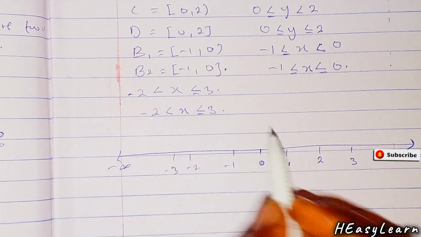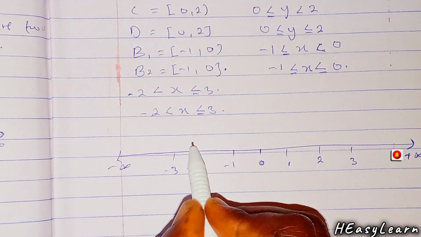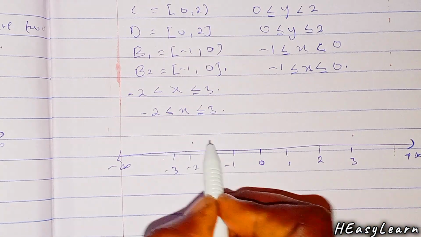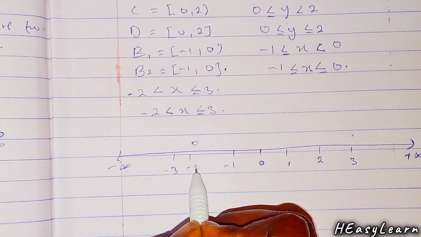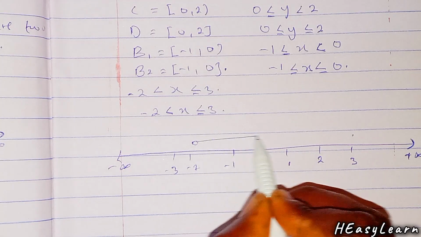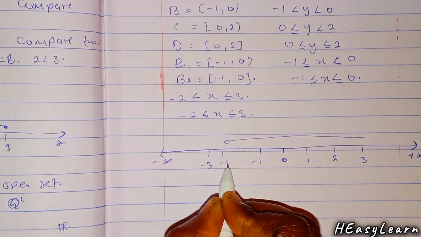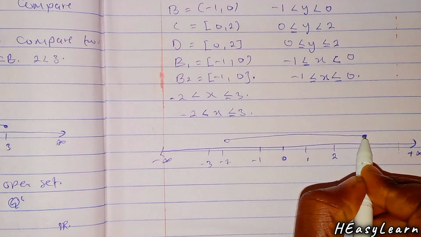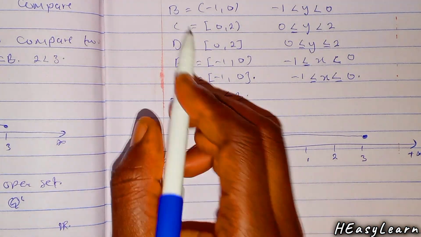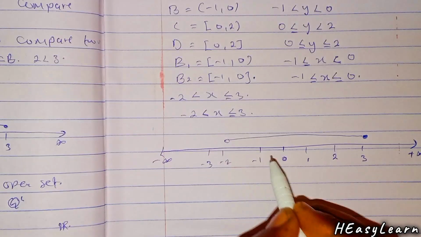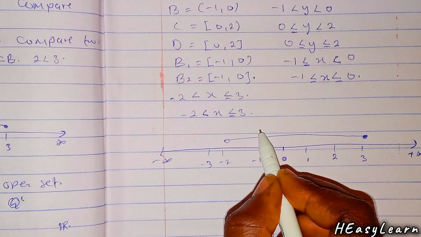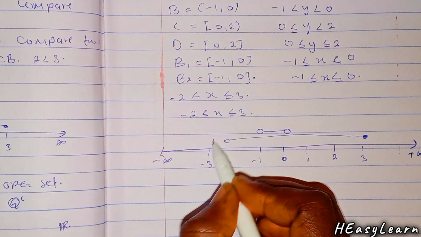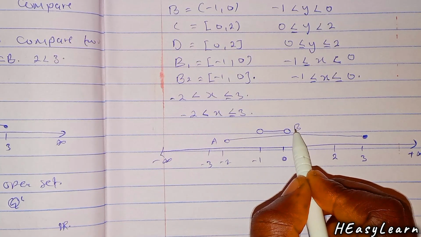So where is minus 2? This is minus 2. Where is 3? 3 is at this side. Then you check strictly less than, it means it excludes minus 2, and it ends at 3 included. This is how to draw A in number line. What of B? B is from minus 1. This is minus 1. This is from minus 1 excluded to 0 excluded. This is B. This is A. What of C?